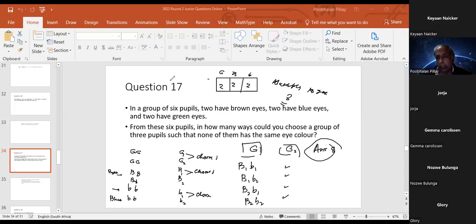So the easy way is, how many ways can you fill the first box? How many ways can you fill the second box? How many ways can you fill the third box? And then if you want to know how many ways you can fill all the 3 boxes together, like the way we have done, you simply multiply the whole lot and you can get to the answer. So the answer to question 17 is 8.